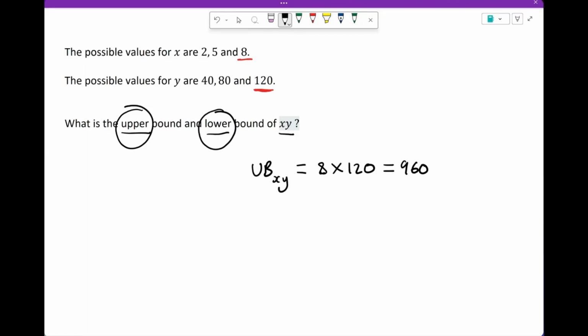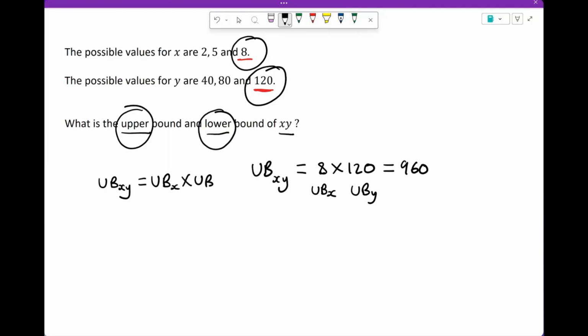Well, in terms of how we've selected which values we were going to use for x and y, the 8 was the largest value for x, so it's the upper bound for x. And then the 120 was the largest value for y, so that's the upper bound for y. So if you want the upper bound of a multiplication calculation, you need to do the upper bound of one number in the calculation multiplied by the upper bound of the other number in the calculation. Okay, so it's much like addition. If you want the upper bound, you need to do the upper bound and the upper bound.